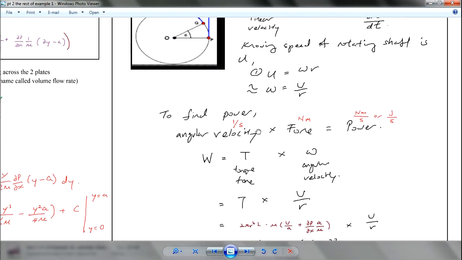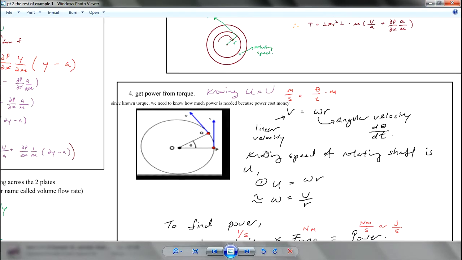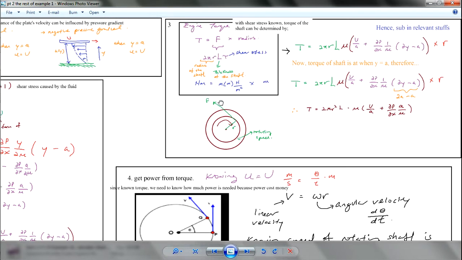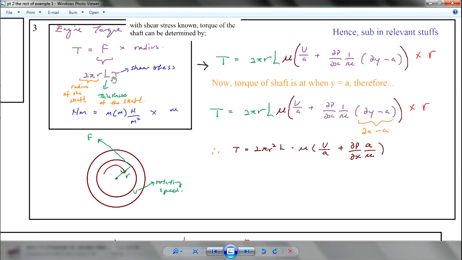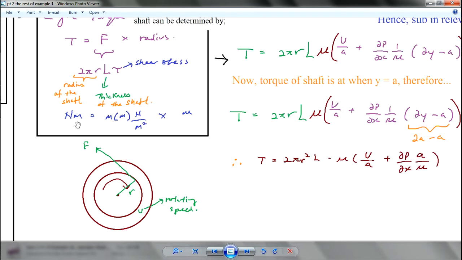To find the power, we need to get the torque. So the torque equals force times radius, and this force can be written in terms of 2 pi r l times the shear stress. This is the equation; make sure you remember it. Here r is the radius of the shaft, l is the thickness, and this is the shear stress. The torque should be in Newton meters: this is meter, and this is Newton.